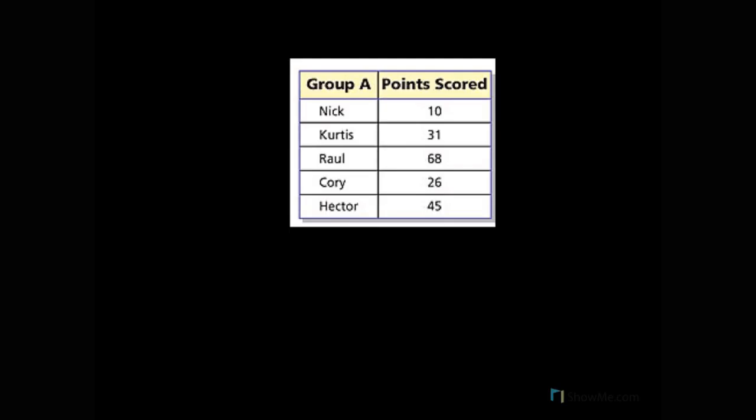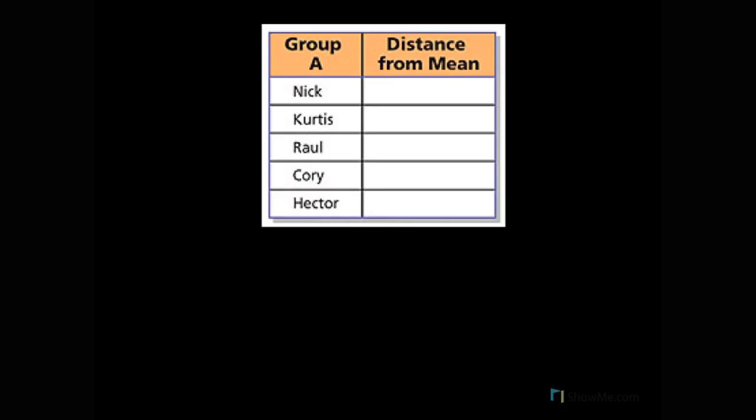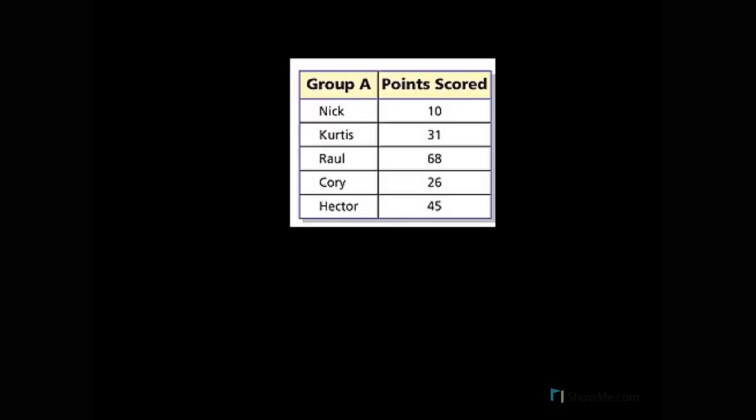So to begin, we're going to take a look at a group of boys on a basketball team. In this table, we can see their points scored. We want to find the mean absolute deviation, which is the distance from the mean. Before we can do that, we have to find the mean of their points scored. So to do that, I'm going to begin by adding up all of their points.